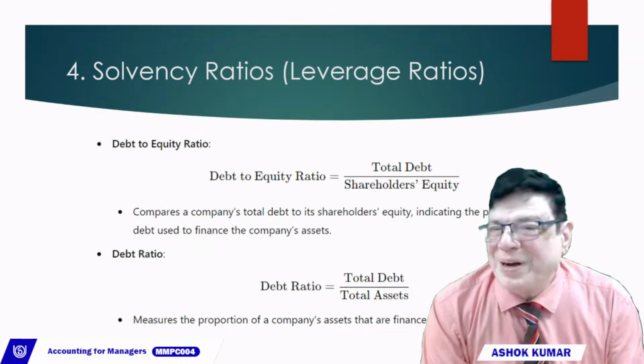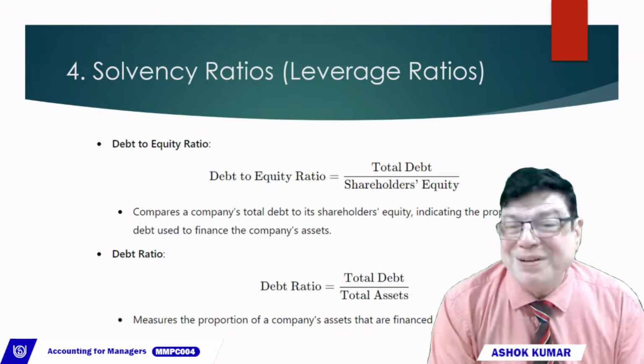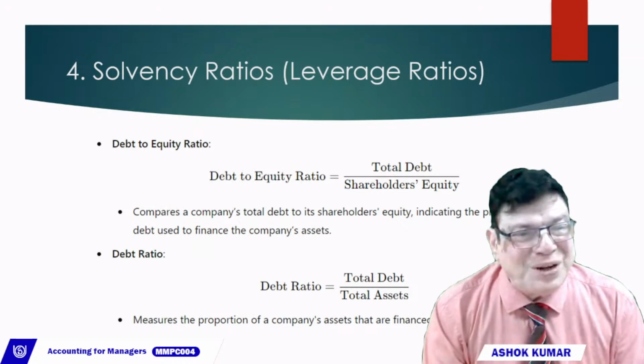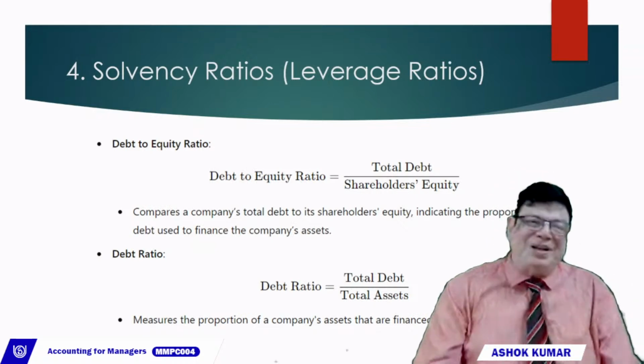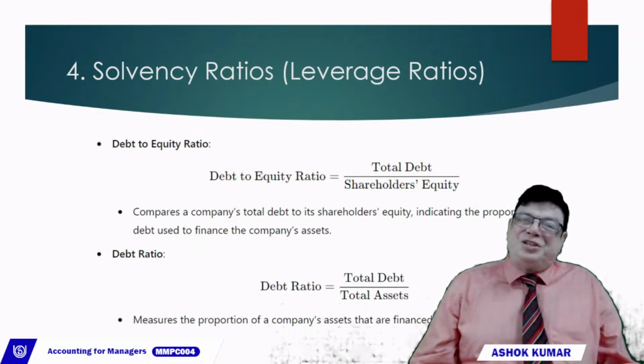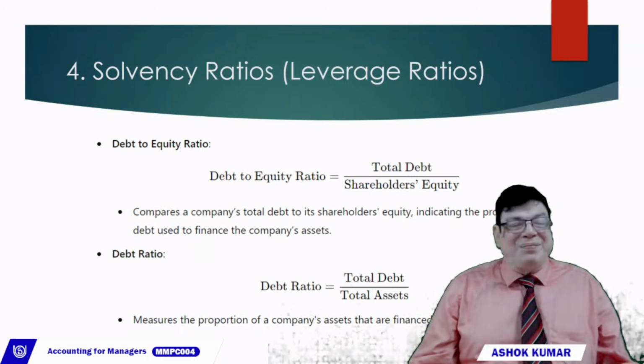So if it is 1.3:1, the bank will go ahead. The bank will look into sanctioning of credit facilities to the company. And similarly, debt equity ratio, if it is 3:1 or 2:1, it is okay. If it is more, then the bank will not sanction credit limits to the company.